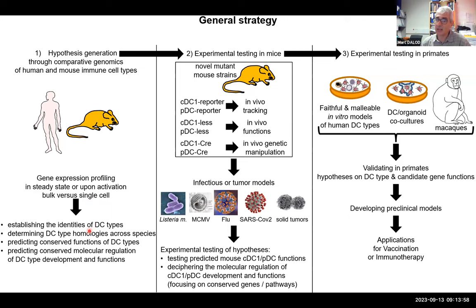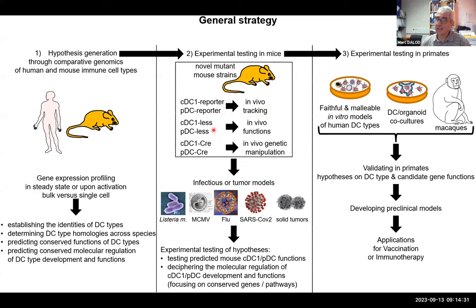Once we have made these hypotheses and predictions, the second phase in our strategy is to try to experimentally test them in mice, because the mouse model is amenable to a lot of manipulations for looking at link between cause and consequence and for looking at mechanisms. And for that, we have been developing novel mouse strains to target DC types. For example, strains expressing fluorescent reporters in certain DC types, like conventional type 1 dendritic cells or plasmacytoid dendritic cells, to look where those cells are in tissues and then how they move.